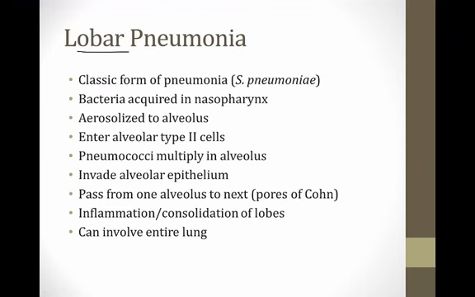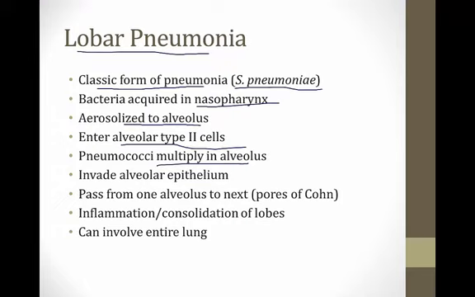So first we'll talk about lobar pneumonia, and like the name implies, this is pneumonia that involves one or more lobes of the lung. This is the classic form of pneumonia, and it's classically caused by the bacteria Strep pneumoniae. Bacteria are acquired in the nasopharynx, and then they become aerosolized and travel down into the alveoli. They enter the alveolar type 2 cells, and then they multiply inside the alveoli.